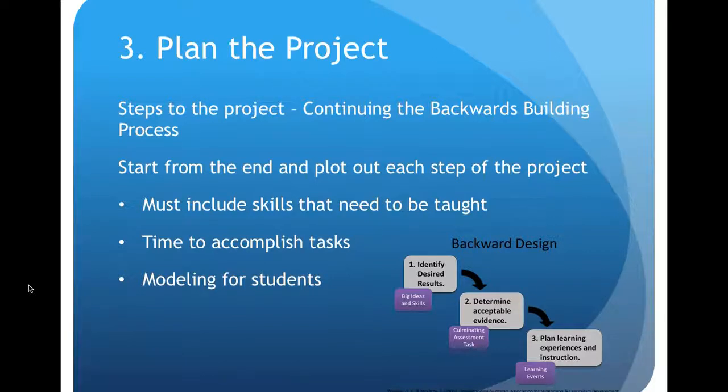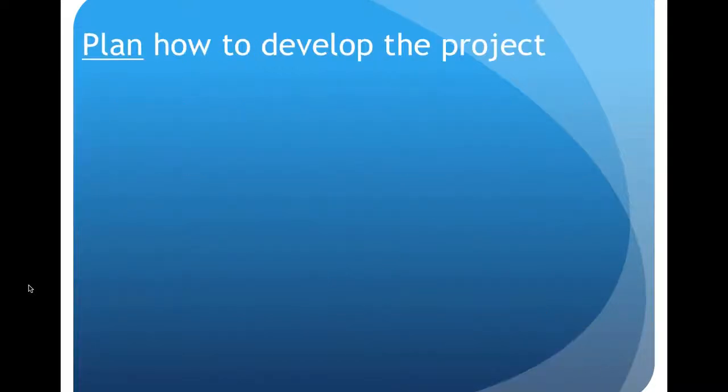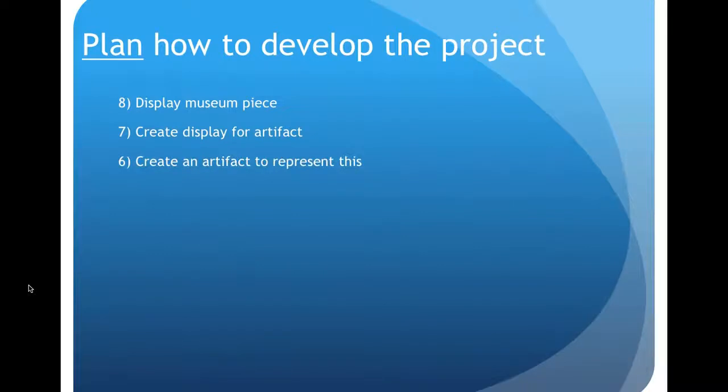And so these are things to consider when planning the project. So this is our third part of the backwards building. If I were doing this, I have this museum piece, that's the end product. But before they do that, they have to create a display for their artifact. But immediately before that, they have to create the actual artifact that they're going to have a display for.